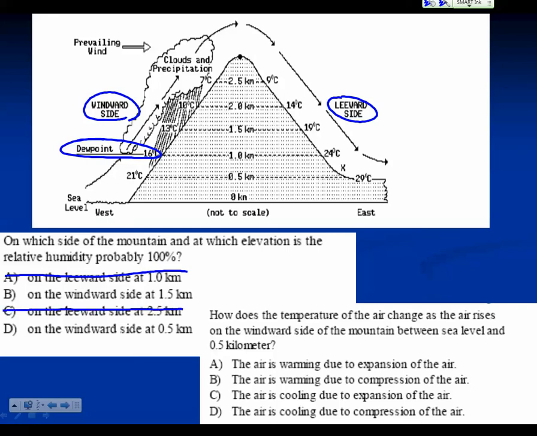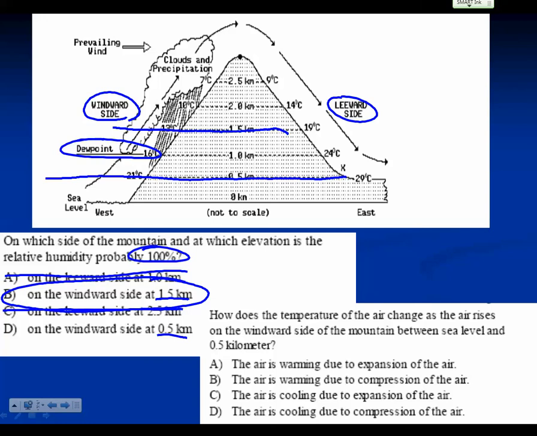All right, now they want 100% relative humidity. So we have two choices here. Windward side at 1.5 kilometers and 0.5. And if we go to 0.5 kilometers, you'll see that there are no clouds. It's not raining. And we go to 1.5 kilometers, and we can see there's clouds and rain. So our best answer, we know it's at 100% on the windward side at 1.5 kilometers.